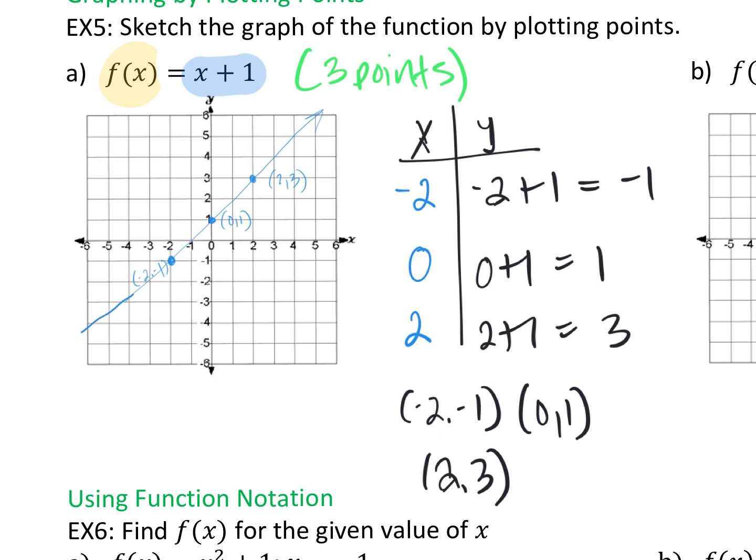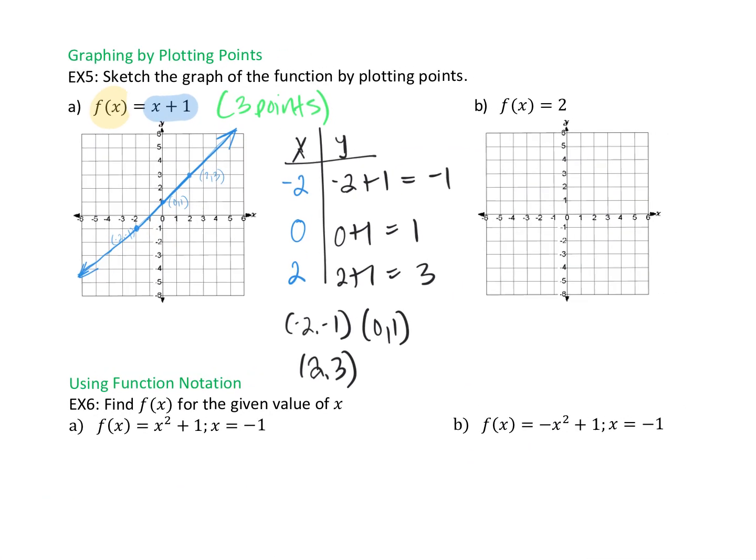Okay, I do check that you put your arrowheads on your line. If it's supposed to go on to infinity, please make sure to indicate that. All right, and there we have our line.